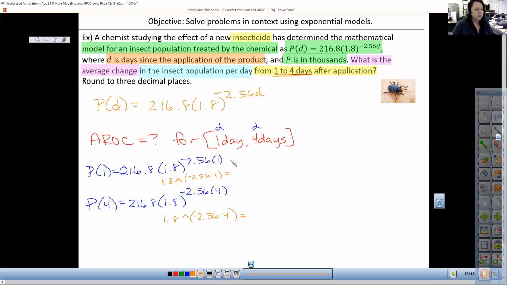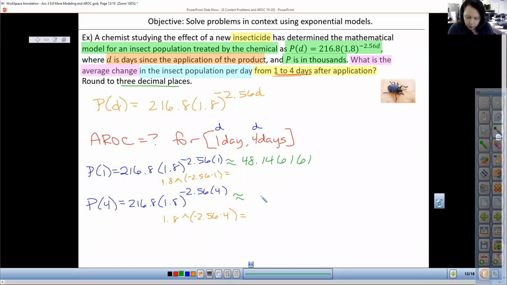All right, so for this first one here, the P of 1. Now remember, I want to round to 3 decimal places in my average rate of change. So best practice would be, if I'm going to use a decimal here, I should carry it out to at least the 5th, maybe even the 6th decimal place to make sure that my final rounding is as accurate as possible to that 3rd decimal place, that thousandths place. So I'm going to write this as 48.146161. Okay.